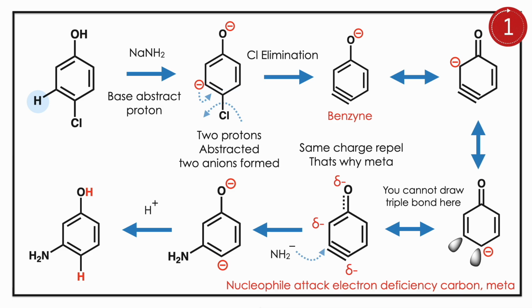Same charges repel each other. So the attack happens only on the meta. So the final product is meta substituted. Proton donation leads to the meta amino phenol. The concept you outline here is that anion stability dictates the electron density, which leads to the meta substitution.